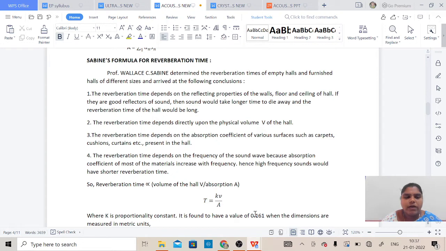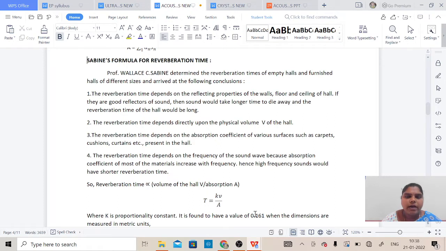The reverberation time depends directly upon the physical volume V of the hall. The reverberation time also depends on the absorption coefficient of various surfaces such as carpets, cushions, curtains, etc., present in the hall whenever it is furnished with some items.